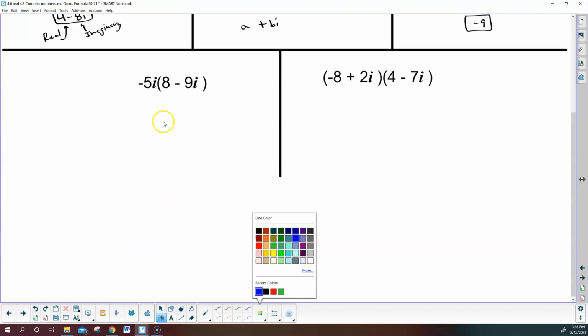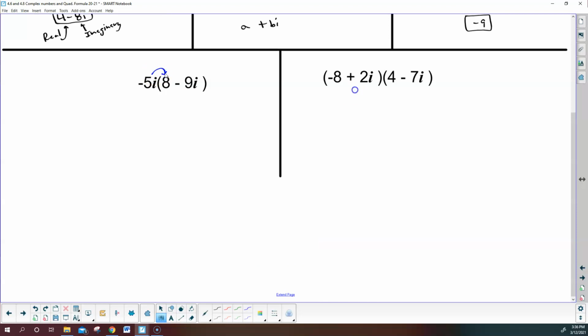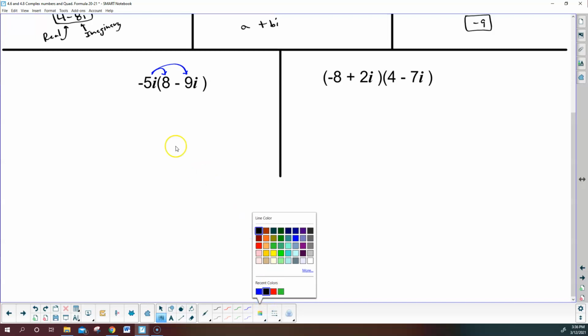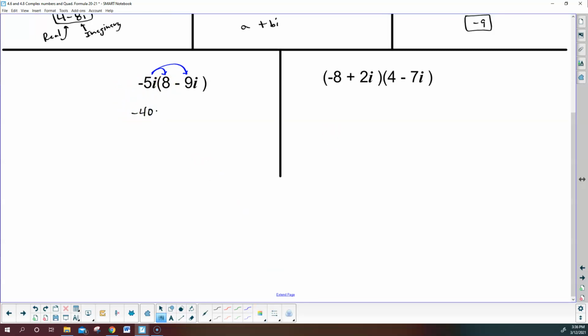All right, so let's go over these. Multiplication, right? Now I've got negative 5i that is being multiplied by both items inside the parentheses. When we multiply, I get negative 5 times 8, which is negative 40i. Nothing crazy, right? But then I get negative 5i times negative 9i. Negative 5 times negative 9 is a positive 45. And i times i is i squared.